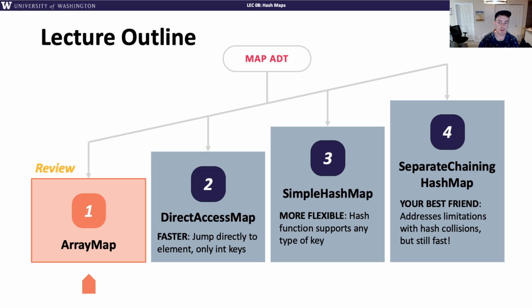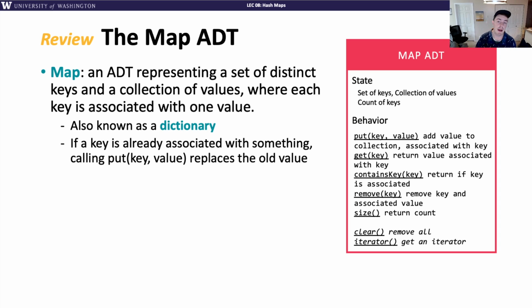So as a bit of a review, let's talk about the map ADT and the array map. So we introduced the map ADT at the beginning of the quarter. Remember, an ADT is a description of what something does, not how it does it. It describes a set of operations and how those operations should behave. So a map is a set of key value pairs, right? Each key is unique, and each key gets associated to a value. These are also sometimes called dictionaries.